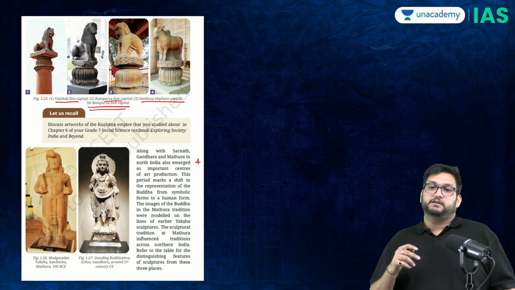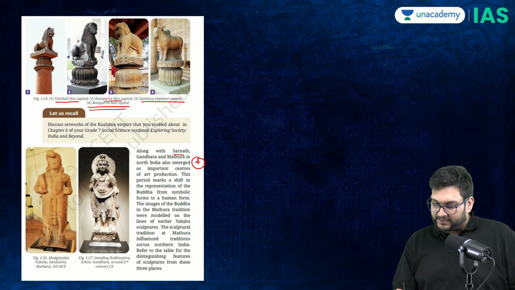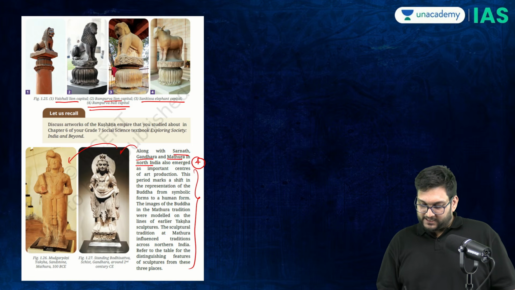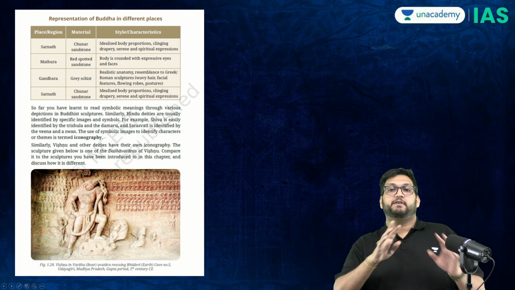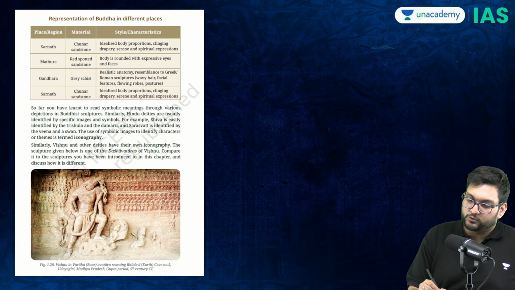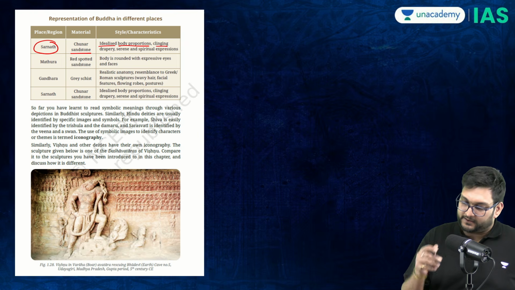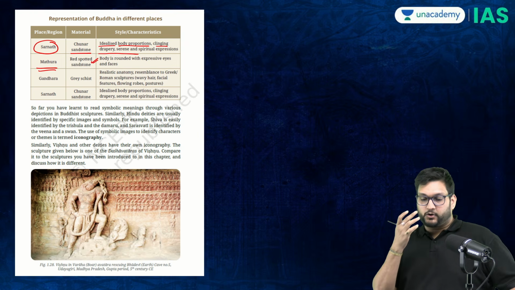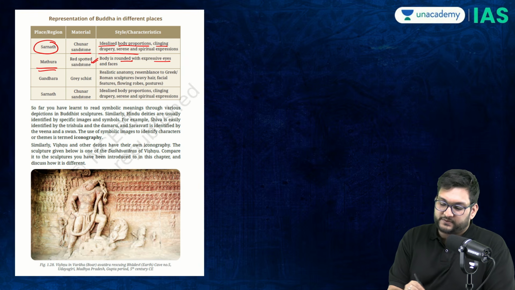The fourth expression during this period is the schools, the Sarnath, Mathura, Amaravati, and Gandhara schools of art, which produced iconic images of Buddha, Yakshas, and Yakshis, and they've given a very interesting table where they've differentiated. For example, the Sarnath school uses Chunar sandstone, with idealized body proportions, clinging drapery, and spiritual expression. The Mathura school is known for, as we know, the red spotted sandstone, round bodies, and expressive eyes. Gandhara, we know, has Hellenistic influence, which is Roman sculpture, wavy hair, facial features, flowing robes, postures, and realistic anatomy.